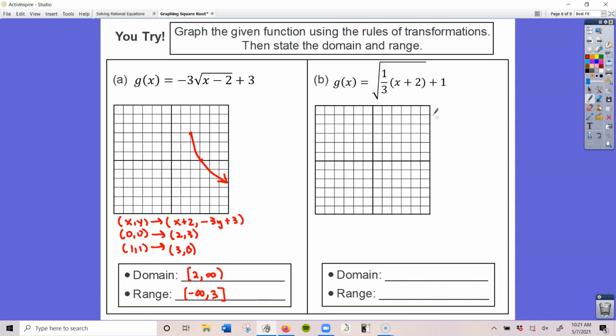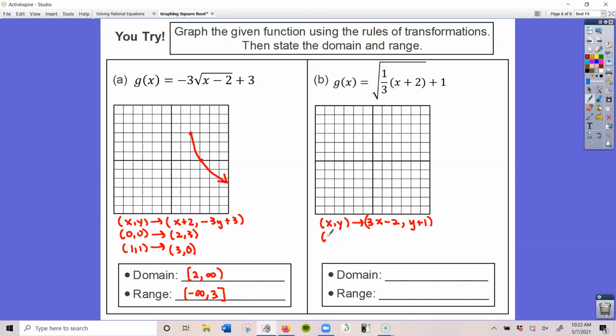Now let's do this one here. We have g of x is equal to the square root of 1/3 x plus 2 plus 1. So let's write our rules. The rule for the x's is everything inside of this radical. Instead of dividing 3, we're going to multiply 3, x, and then instead of plus 2, we use minus 2. For the y's, we only have the plus 1 on the outside, so that would be y plus 1.